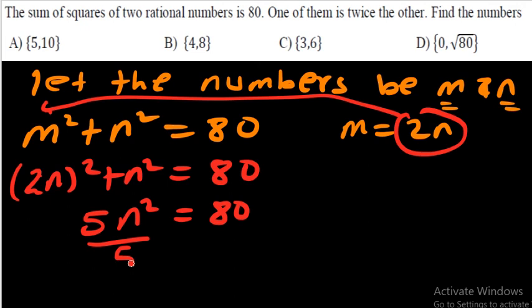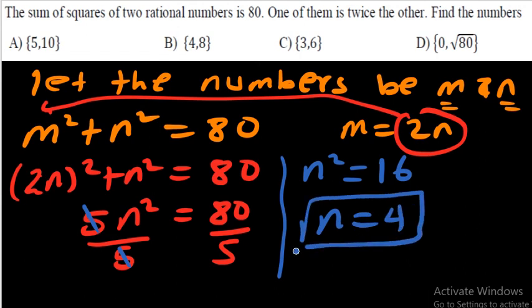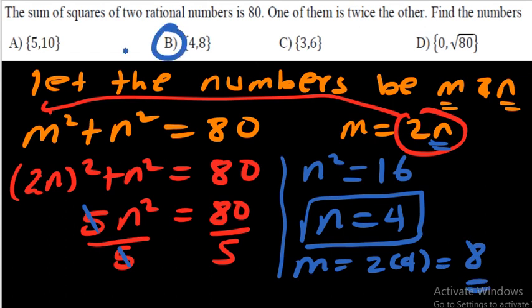If you divide by 5 on both sides, what remains? The 5 cancels and n square remains, equal to 80 divided by 5, which is 16. Then take the square root on both sides, so n is equal to 4. If n is 4, what must m be? m is equal to 2n, so 2 times 4, which is 8. So the answer must be 4 and 8, which is B.